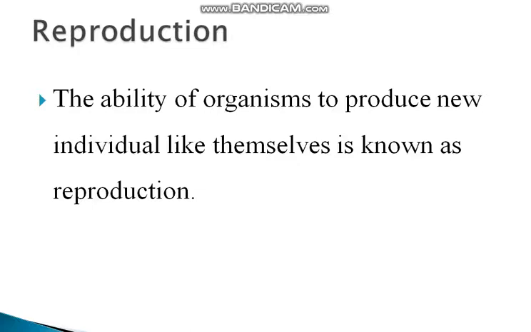Let's conclude our lesson, The Living World. What are the characteristics of living things? We learned about the characteristics. The first one is nutrition. Second, metabolism. Third, respiration. Fourth, irritability. Fifth, movement. Sixth, growth. Seventh, adaptation. And the last one, reproduction. These are the characteristics of living things.